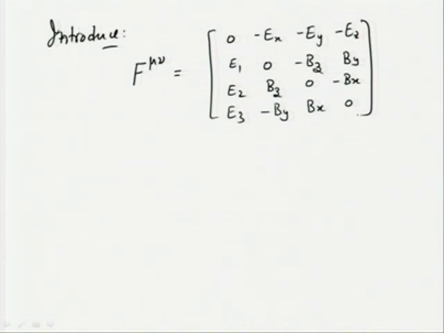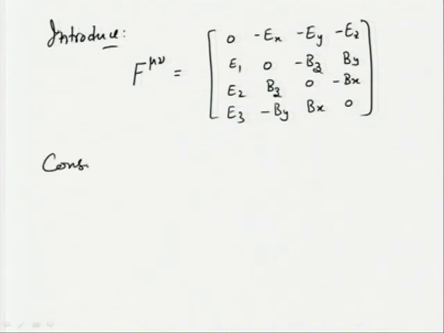As is clear from the explicit form, F^{μν} is an antisymmetric matrix. It is an object which is antisymmetric under the exchange of μ and ν, the first and second indices.